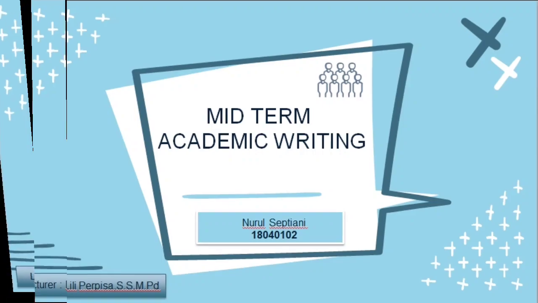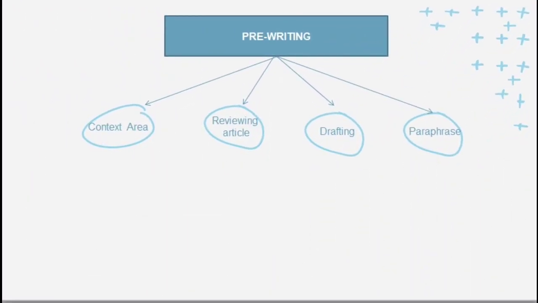Okay, we start it. First material is pre-writing. Pre-writing consists of 4 steps. First is defining the context area. Context area is the area or range of topics that will be written based on prior knowledge.